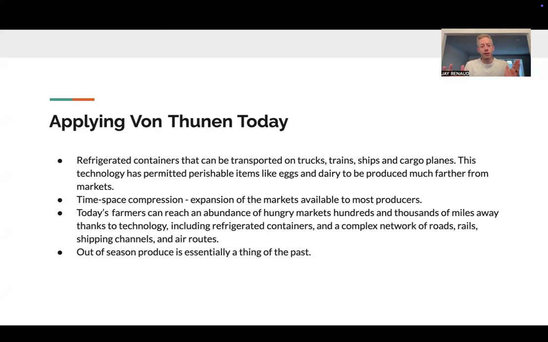Those things are still perishable, but we have new technologies today which limit that. Refrigerated containers, refrigerated trucks, canning of goods, freezing of goods. We in the US have access to produce pretty much year round. There is, for the most part, no such thing as out of season. So that is a way in which the von Thünen model is not applicable today.